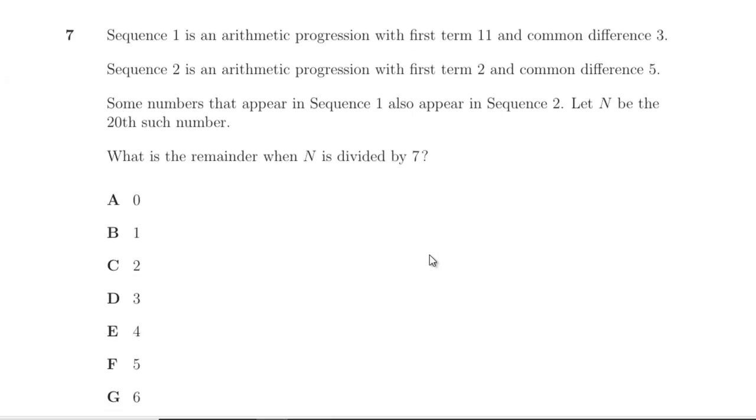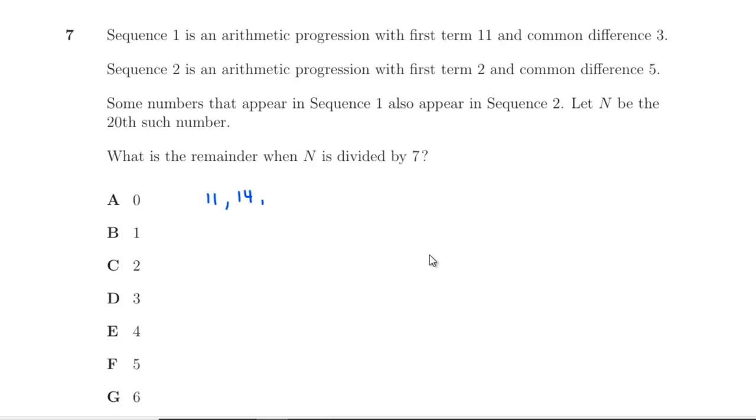Okay. Question 7. Sequence 1 is an arithmetic progression, first term 11, common difference 3. Sequence 2, first term 2, common difference 5. Some numbers that appear in sequence 1 also appear in sequence 2. Let n be the 20th such number. All right, okay, let's look at the sequences then.